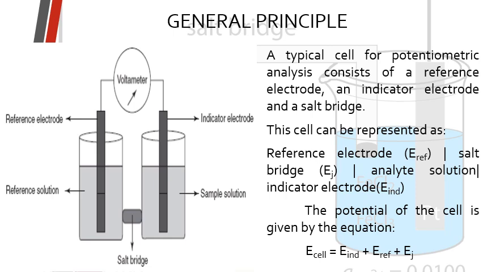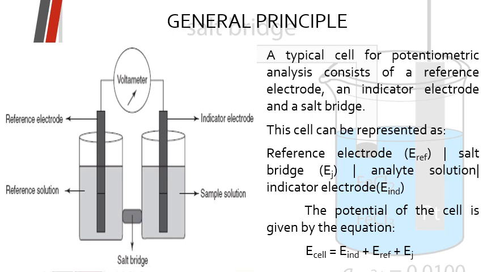An indicator electrode has a potential that varies with variation in the concentration of an analyte. Most indicator electrodes used in potentiometry are selective in their response. Metallic indicator electrodes and membrane electrodes are types of indicator electrodes.